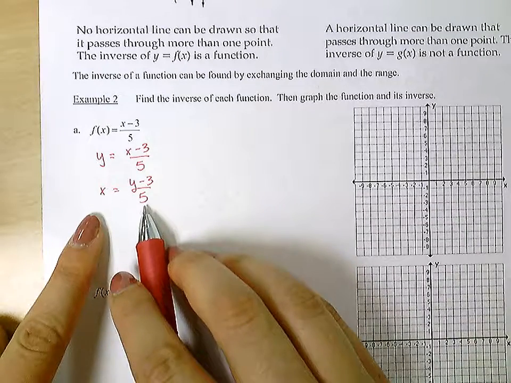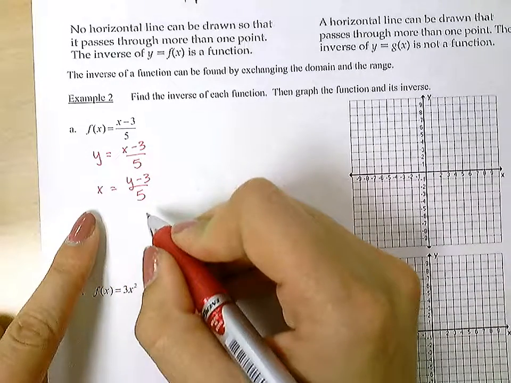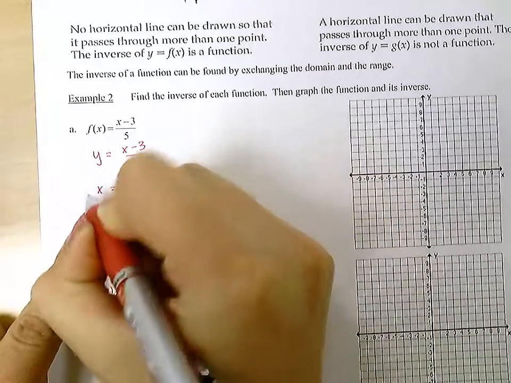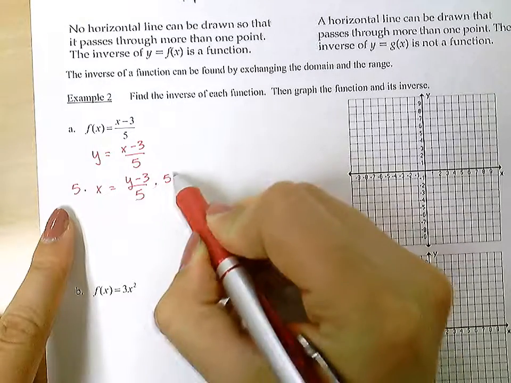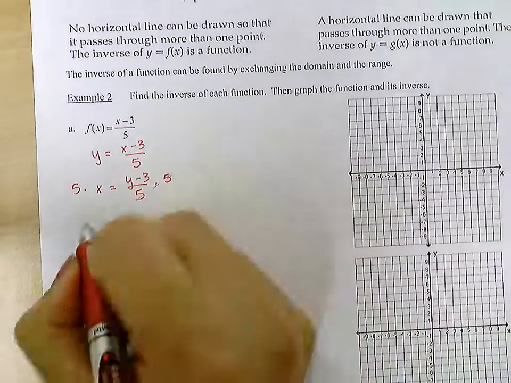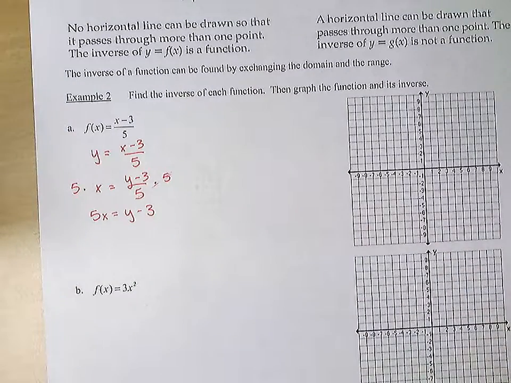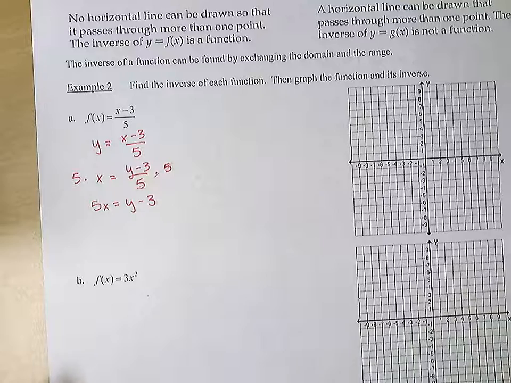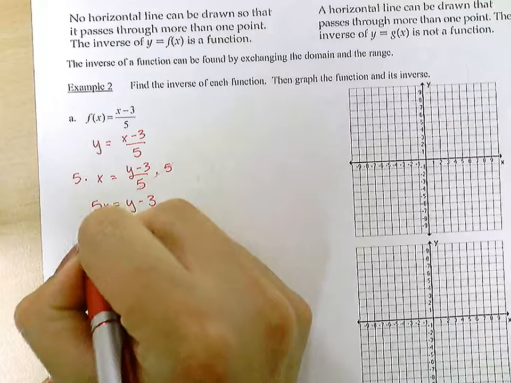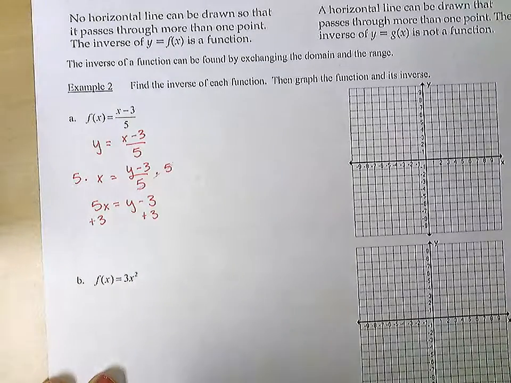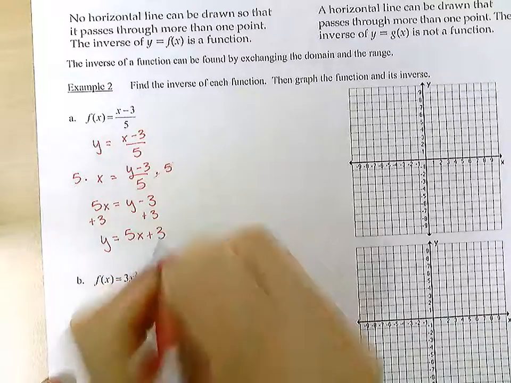Don't divide. Get 5 out of the denominator. How did I do that? That's right. Multiply. So I'm going to multiply both sides by 5. They cancel over here, and I'm left with 5x equals y minus 3. I have one more step to get y by itself. What should I do? Add 3. So I have y is equal to 5x plus 3.